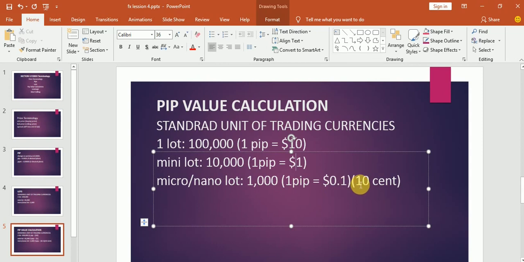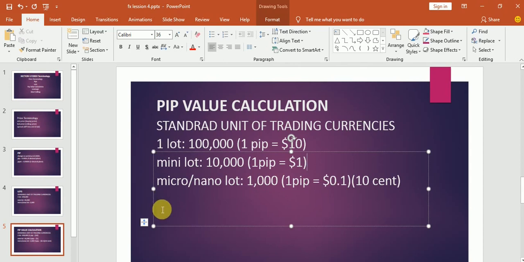Let me tell you how we got to calculate this. I just want you to memorize this, but we are going to do the calculation for you to really understand how we get this. But know that when you select one lot, any pip rise gives you $10. When you select mini lot, a pip rise gives you $1. When you select micro or nano lot, a pip rise gives you 10 cents. How do we calculate this?